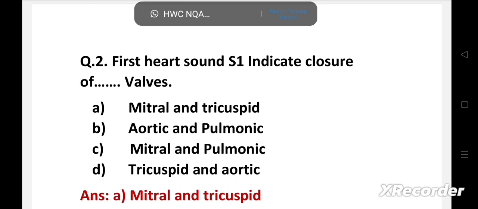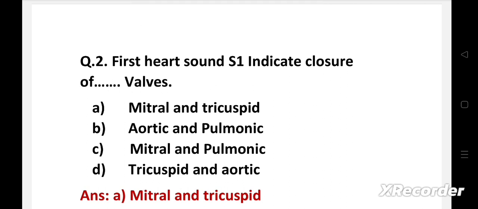The first heart sound S1 represents closure of the atrioventricular valves, that is, mitral and tricuspid valves, as the ventricular pressure exceeds atrial pressure at the beginning of systole.